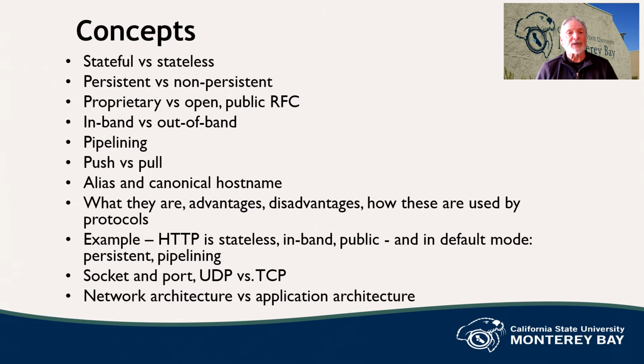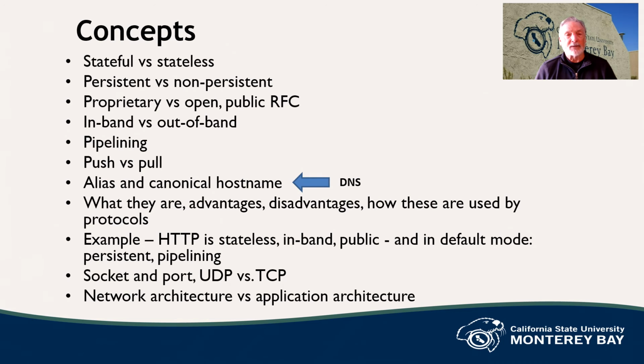There are a number of concepts in this chapter to look out for. In particular, what is stateful versus stateless, and non-persistent versus persistent? What is proprietary versus open, and what is in-band versus out-of-band? What is pipelining in network apps? What is a push app versus what is a pull app? And for DNS, what is an alias versus a canonical host name? Finally, what are the advantages and disadvantages of these concepts?